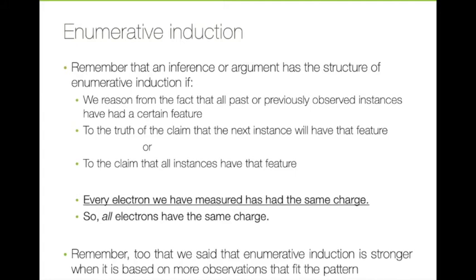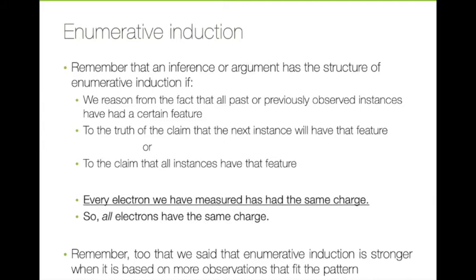Every electron we have measured has had the same charge, so all electrons have the same charge. Note this example is a little bit simplified because the way that the scientific process of discovery worked is initially we made estimates of the charge that were a little off. But the main idea is right and captured well by this argument form. Repeated observations have shown that the charge of an electron is constant. All electrons have the same charge, about 1.6 times 10 to the negative 19th coulombs.